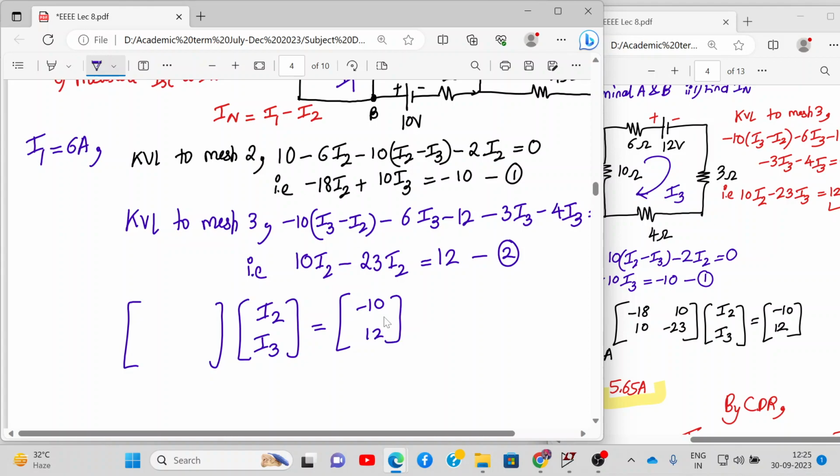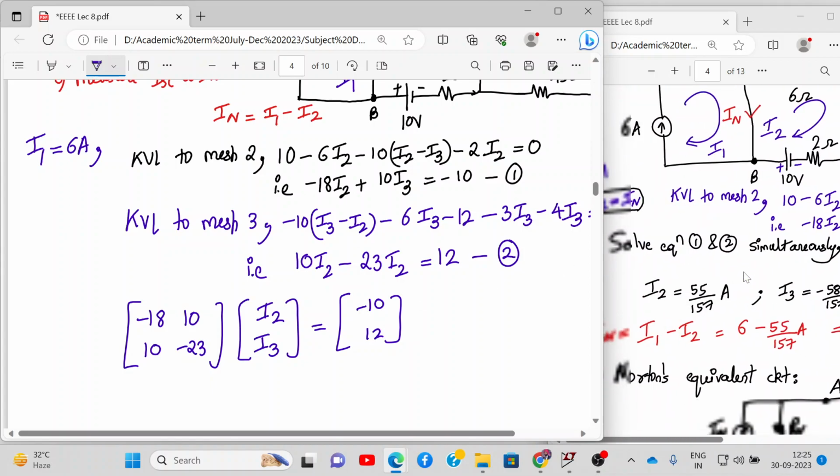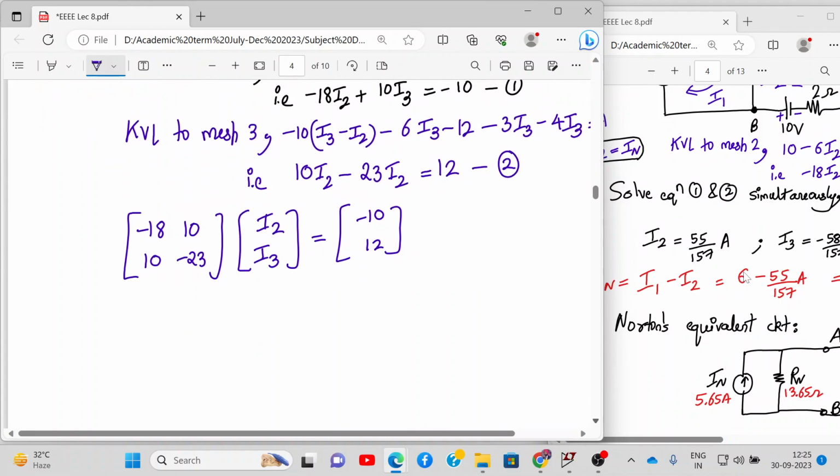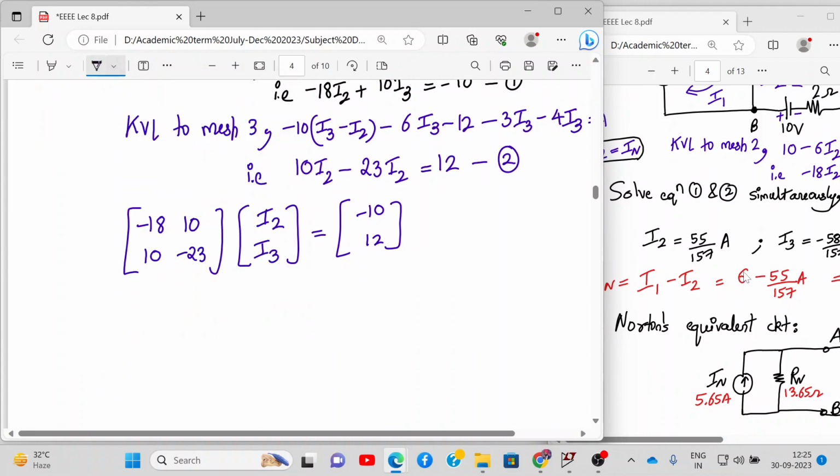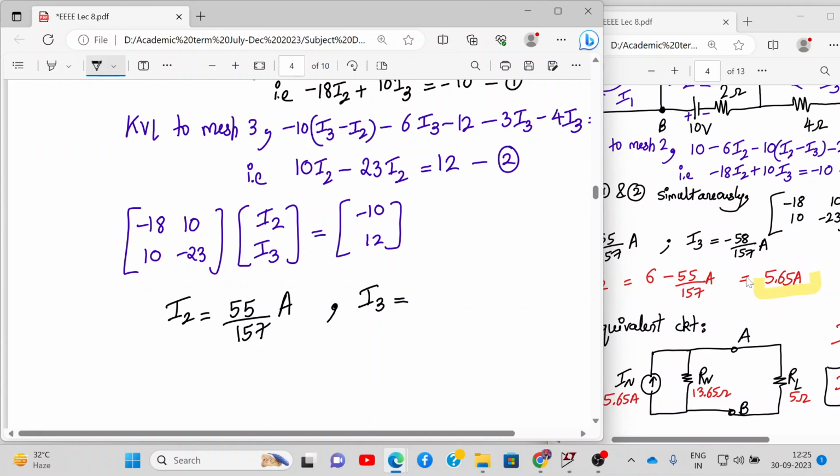All right. The coefficient of I2 is 18 and 10. Here it will be 10, minus 23. So if you work it out, solve this simultaneously using your calculator, I2 will come out to be 55 upon 157 amperes, and I3 will come out to be, these right hand side document I'm just using for the answers, minus 58 upon 157 amperes. So please cross check these answers.